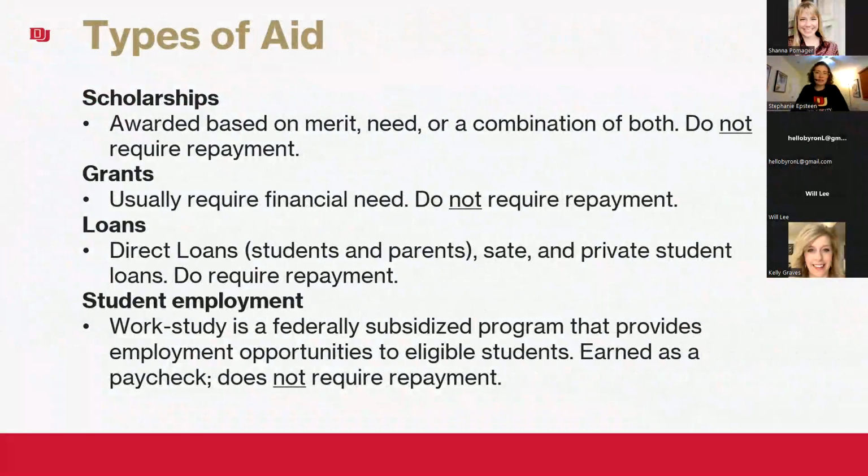All right, so let's talk some scholarships here. So scholarships can be awarded on merit, like I just said, your GPA, maybe your class standing, your major, or it can be awarded on need. So looking at your financial aid data, your FAFSA and CSS profile, a combination of both. These do not require repayment. This is free money here as long as you meet the eligibility requirements. Grants are usually federal and state grants. They do require financial need, and again, these do not require repayment.